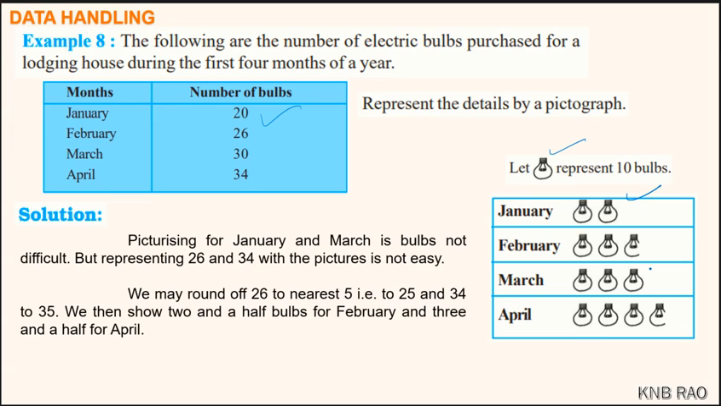In March, 3 full bulbs represents 30. In the month of April, 3 full and 1 half represents 35. So, this is how we do it. An incomplete figure represents some fractional part of the representation of one symbol.